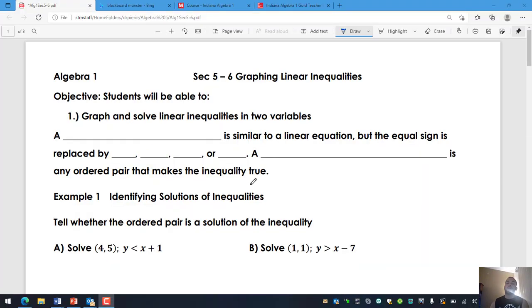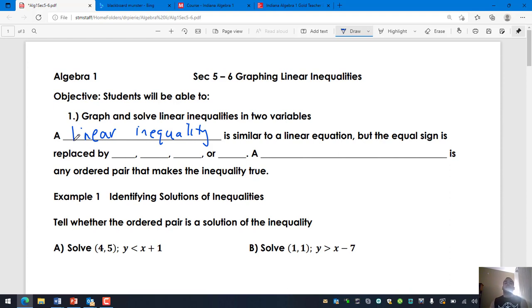All right, guys, so we're going to go back quickly to chapter 5 for one quick section prior to moving on to section 6.6. We have to review graphing linear inequalities. Okay, a linear inequality is similar to a linear equation. The only difference is this.